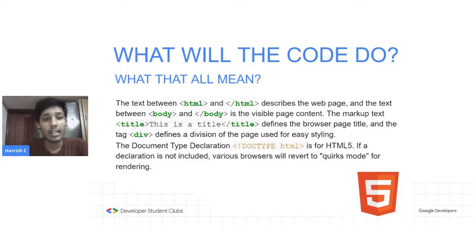So let's break down the code. The HTML tags describe the web page. You need to start with the HTML tag and close the HTML tag to display everything in the web browser. Between the body tags is the visible page content, where you type code like the H1 tag, P tag, and every different tag available in HTML. The title tag is the browser page title. Like I said, it will be displayed in the tab, and the div tag is used for styling purposes.